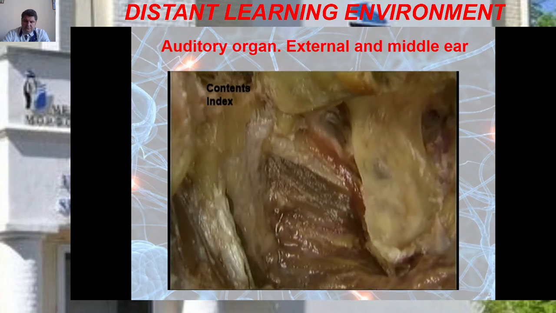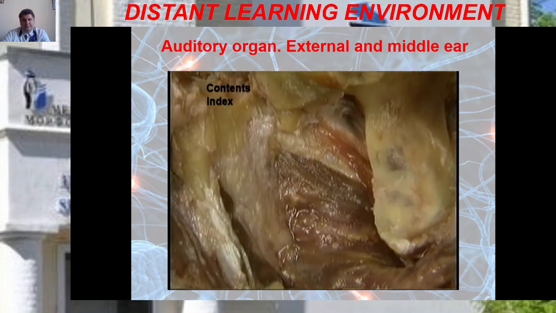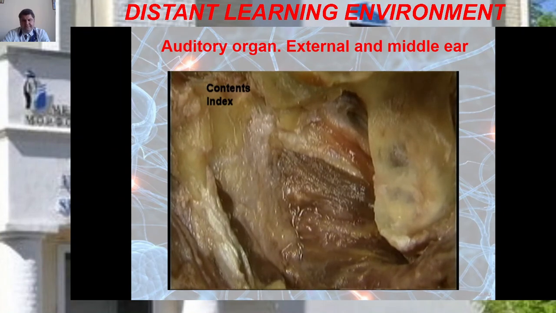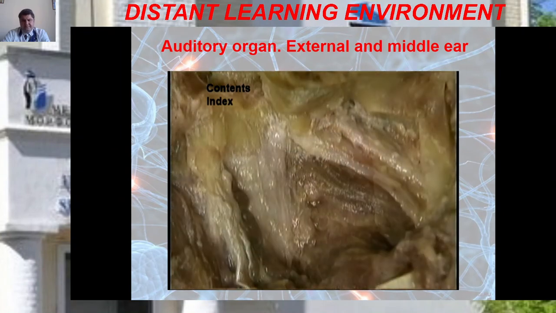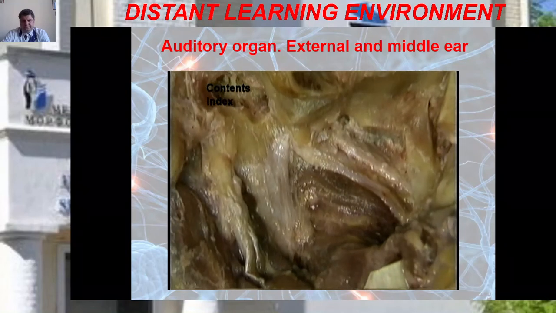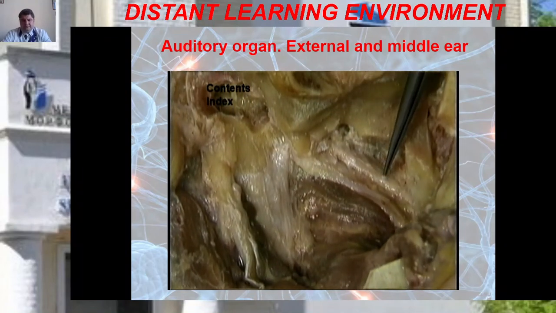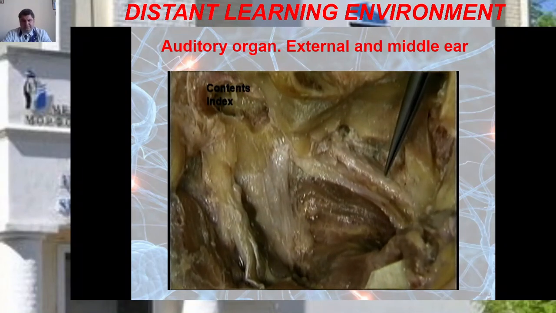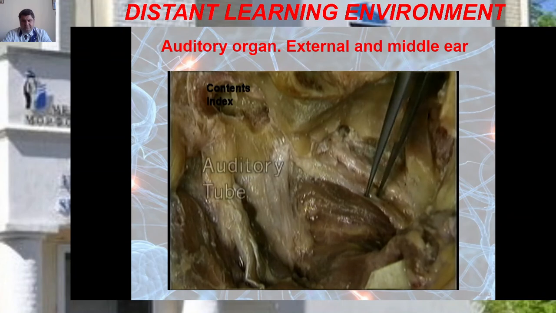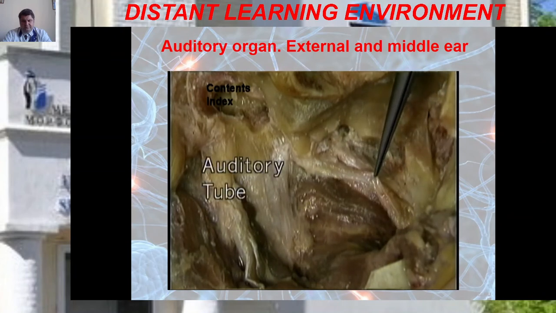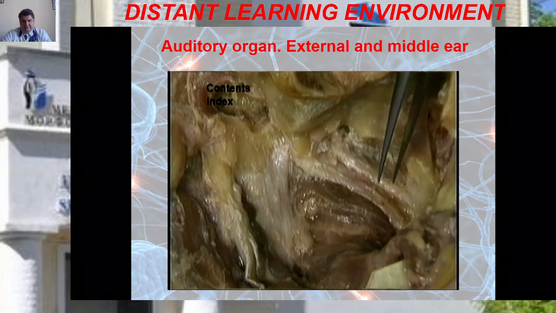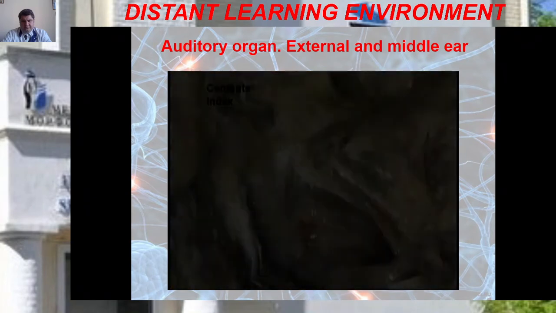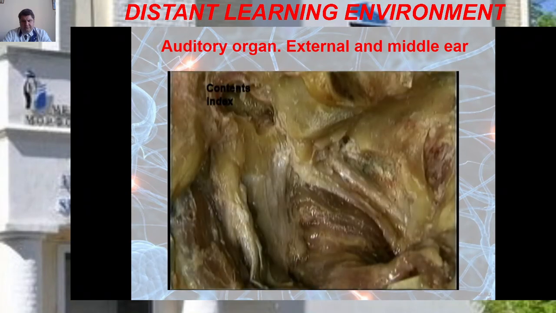To see the auditory tube, we'll remove the tensor palati and the lateral pterygoid plate. Here's the cartilage of the auditory tube. Here beneath it is the tube itself. To see the auditory tube all the way to the tympanic cavity, we'll open it along this line and remove this part of the bone.